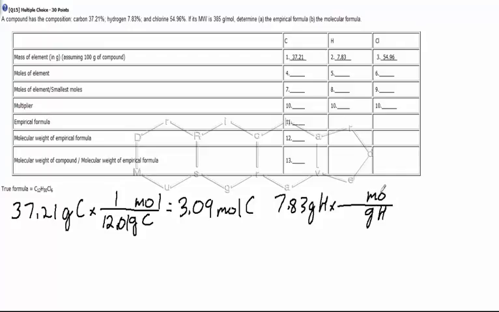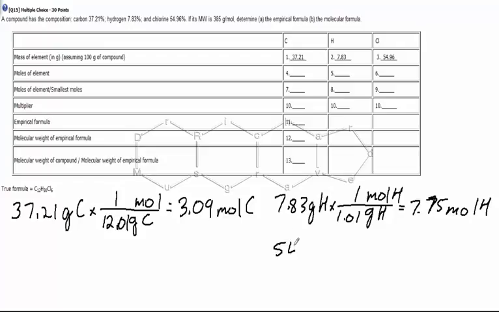We'll do the same thing for hydrogen: 7.83 grams of hydrogen times grams of hydrogen on the bottom, moles of hydrogen on top. 1 mole of hydrogen is 1.01 grams of hydrogen. That's going to be 7.75 moles of hydrogen.